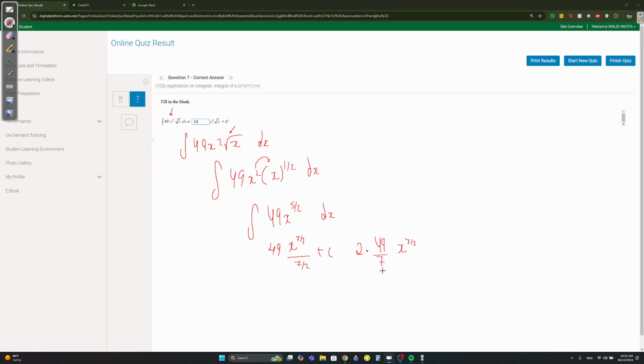So let's simplify it a bit here. 49 divided by 7 is actually 7. 2 times 7 is 14. X to the power of 7 over 2 is actually square root of x to the power of 7, because the denominator goes as the index and the numerator stays as the power inside. And this can be changed to this, and this can go out as x cubed. This is how you get it, and obviously don't forget your plus c.